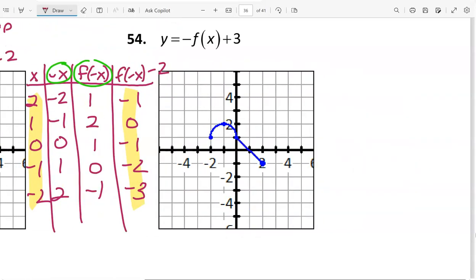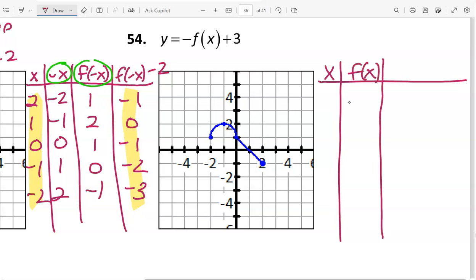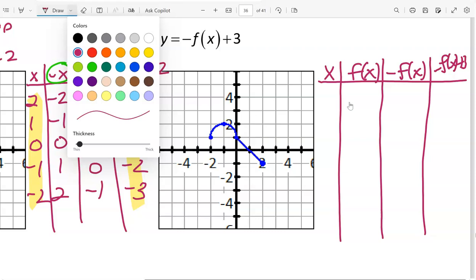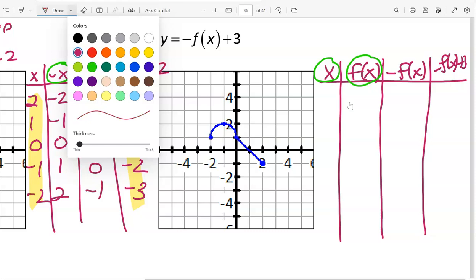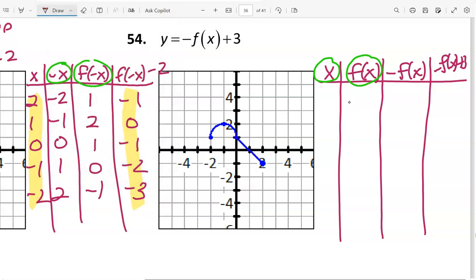For number 54, we have multiple transformations also. I would suggest using a table of values. So x values, and then in order of operations, take f of those values, and then multiply that by -1. And finally, add 3 to that. Our input and output values are x and f of x. That's where the parent function points go. -2, 1, -1, 2, 0, 1, 1, 0, and 2, -1.